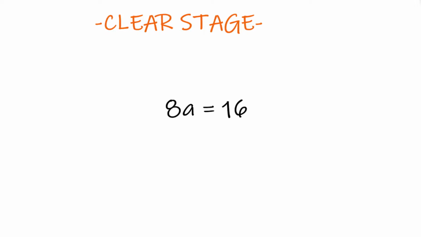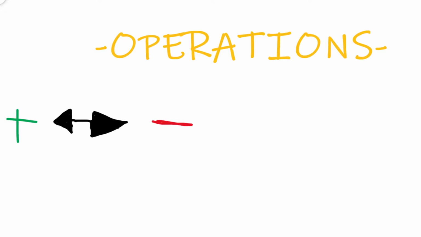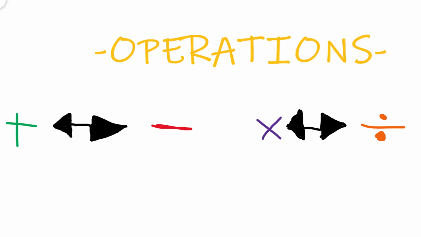In this step, we are going to, as its name says, clear the equation to solve it. For this, as you can see, we have only two terms, one algebraic term and a constant. What we need to do is to move the coefficient of the algebraic term to the constant. To do this, we change the operation sign to the opposite sign. For example, if it's an addition, we change it to subtraction, and vice versa. If it's a multiplication, we change it to a division, and vice versa.